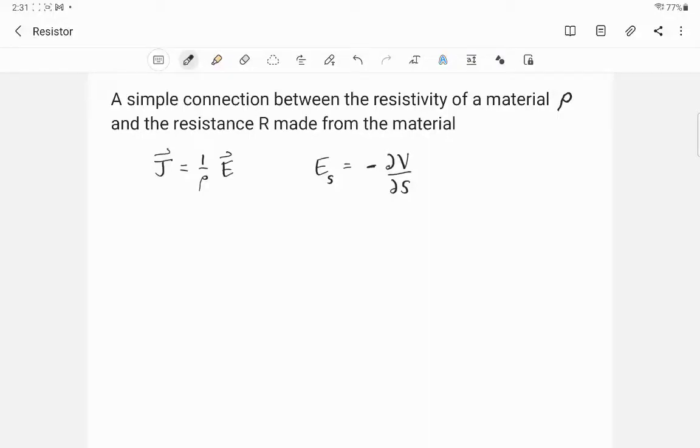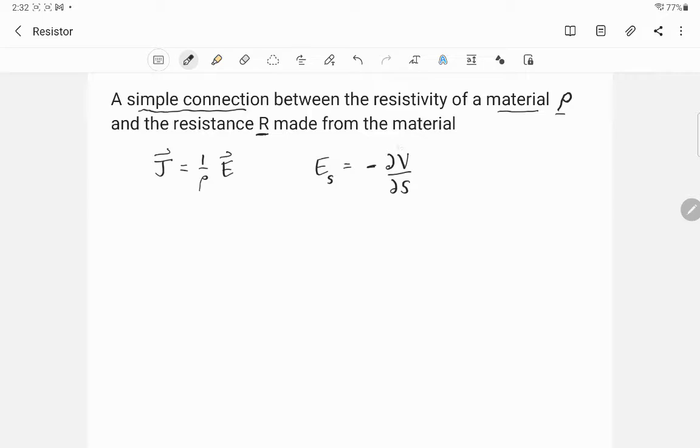Hi, this lecture is a lecture introducing you to a simple connection between the resistance R of a device made out of some material and that material's resistivity and shape. So here are some basic relationships that I'm going to start from. This is our simple model for the relationship between current density and electric field and resistivity.